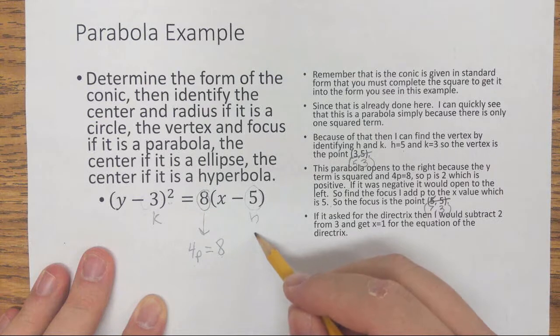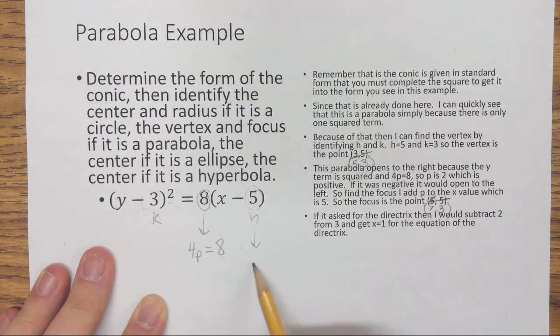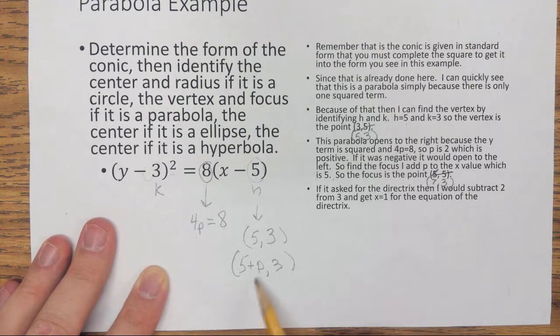Because h is 5, here's my vertex. Remember, I add p to the vertex, the x value of the vertex. So I add 2, so I get 7, 3.